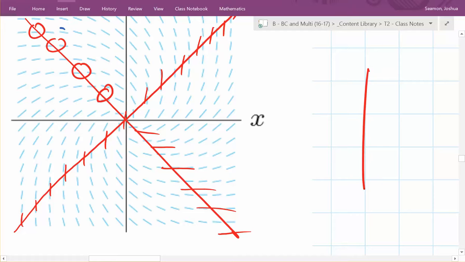That's how it's visually done on a slope field, because you go infinitely up for no horizontal movement.